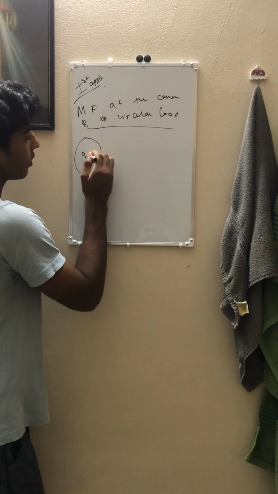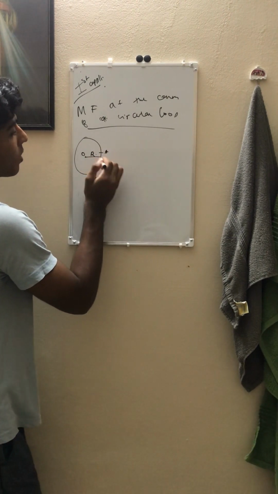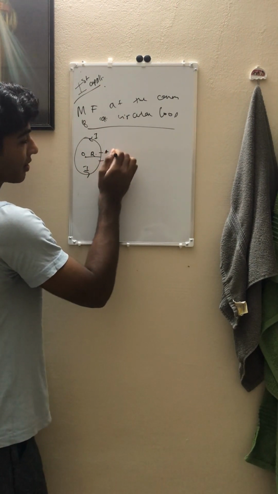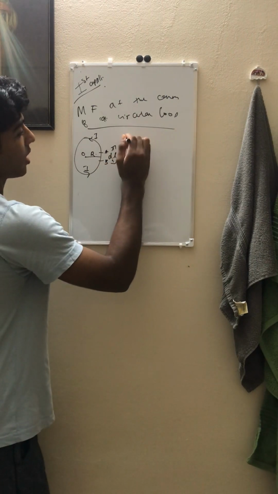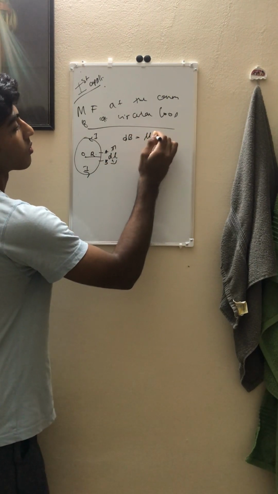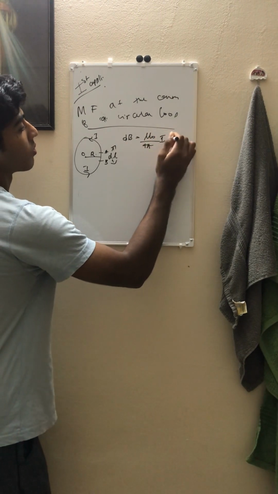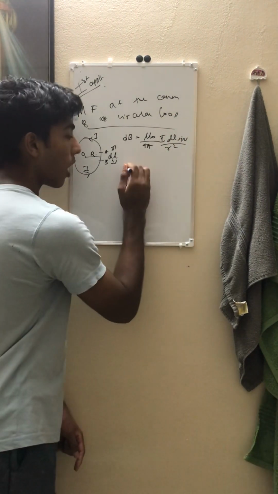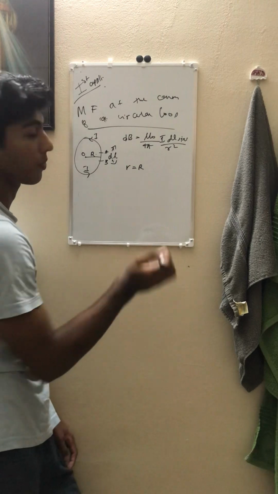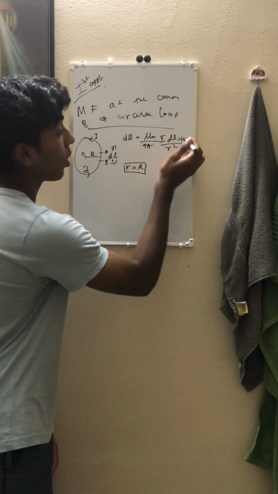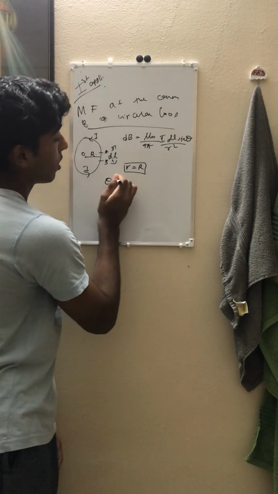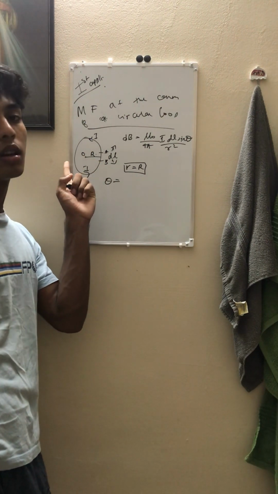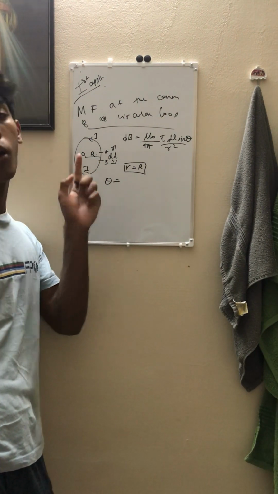Point O. R is the distance. I consider this AB. Current is running. So, what is Biot-Savart's law? What is R? R over here is R, right? But what is theta? Theta is the angle between the current carrying element dl and the distance between the current carrying element and O, that is R.